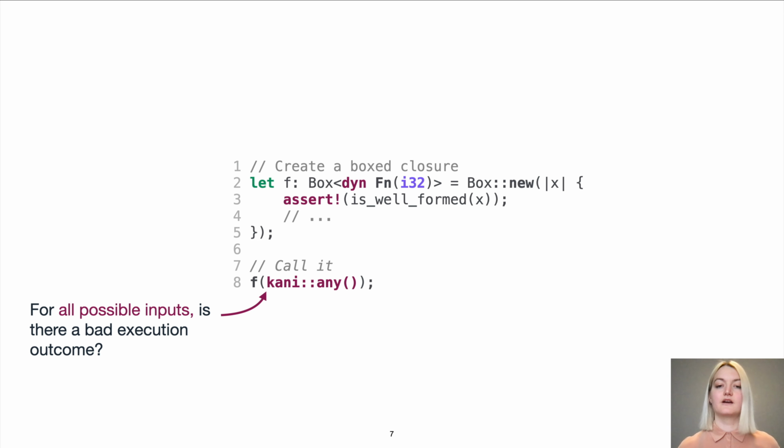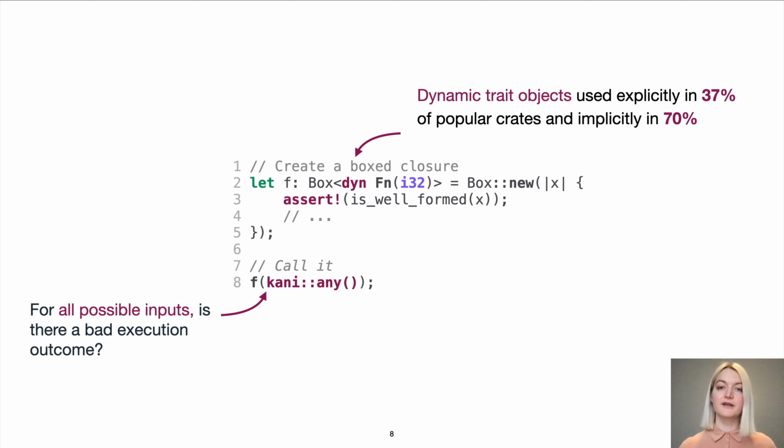You might ask, okay, dyn, I don't see this in Rust all the time. Is this really something we need to handle in a verification tool? Our paper has a pretty simple empirical evaluation that found that dyn trait objects are used explicitly, or using the dyn keyword, in 37% of popular crates, and implicitly, often through linking the standard library, in around 70%. So this is a feature of Rust that you need to deal with if you want to handle lots of real-world code.